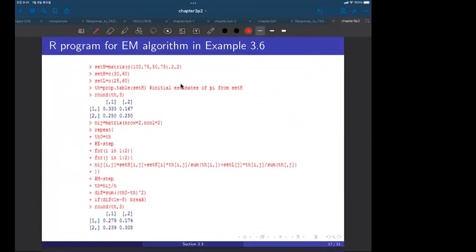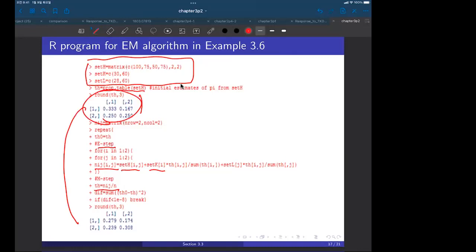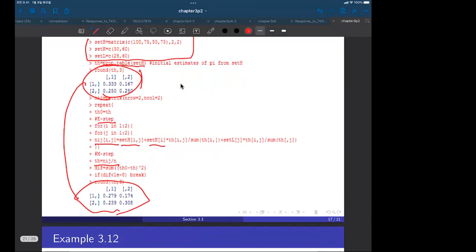Our program should be straightforward. You have the data input, and then you have an initial probability using set H. This is the initial joint probability, and then you iterate. Each step you compute, using the formula, the expected n_ij, and then in the M step you just compute it, and iterate. You can see the difference between the initial and the final. It's not totally different, but not the same. That means you utilize the partial information.